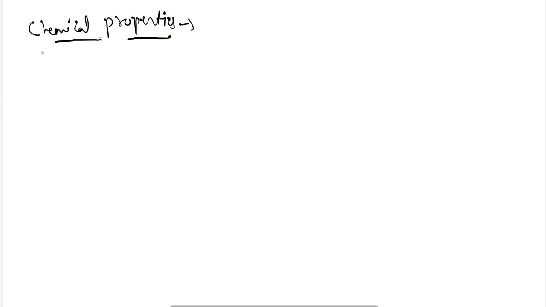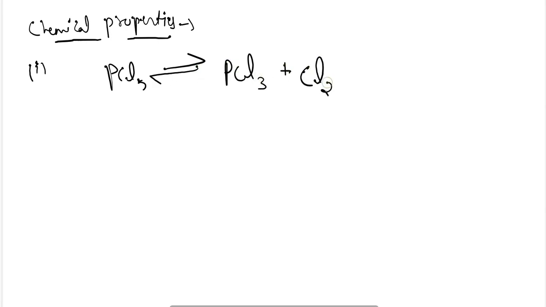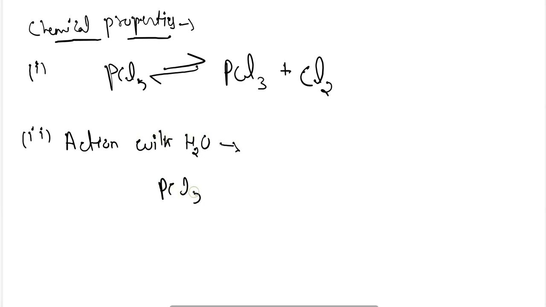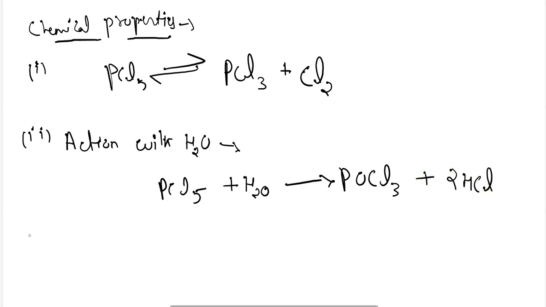Let's move further and see its chemical properties. It is very highly reactive, and thermally it is not very stable, and it decomposes to PCl3 and Cl2. How does it react with water? PCl5 plus H2O will produce phosphorus oxychloride and hydrochloric acid.